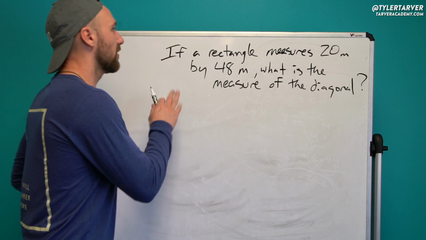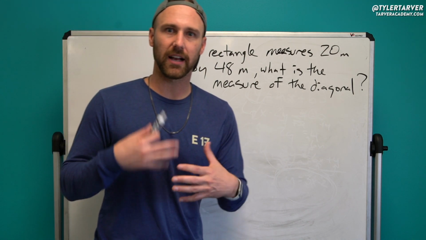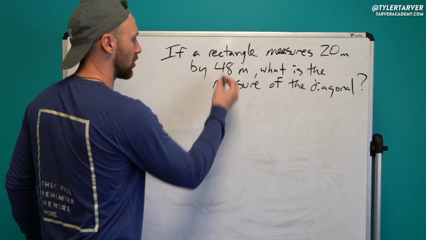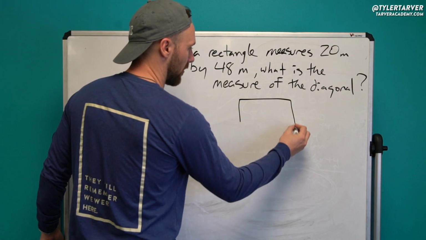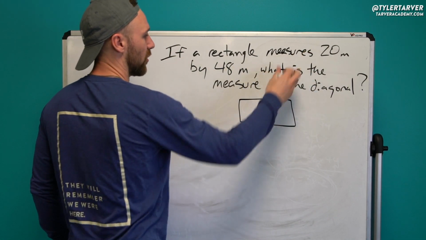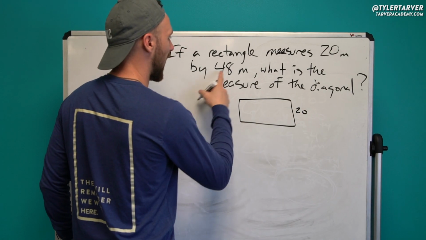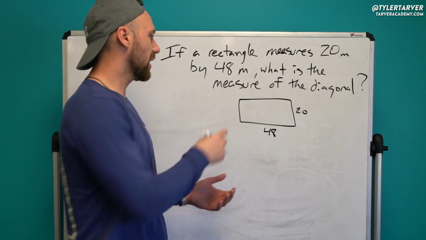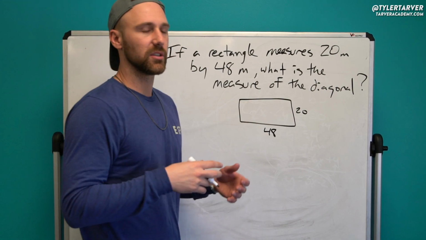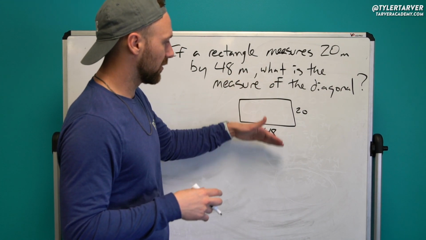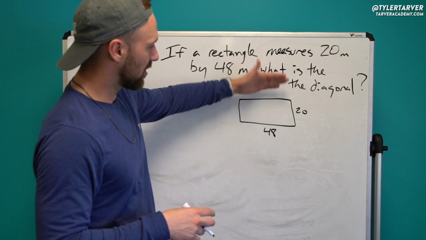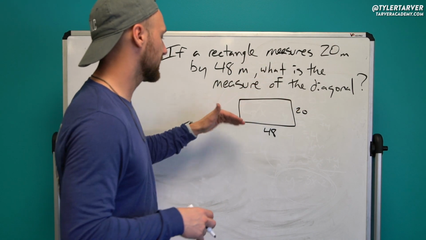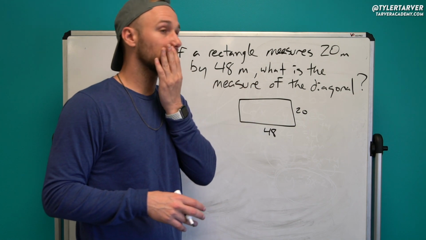Okay, so the first thing I like to do is visualize. I'm a very visual learner, so I like to draw the rectangle. It measures 20 meters by 48 meters. Now, if it's a rectangle, we know all these are right angles, so we know that these opposites are the same. So that's 48, that's 20, cool. Now, it's the measure of the diagonal.